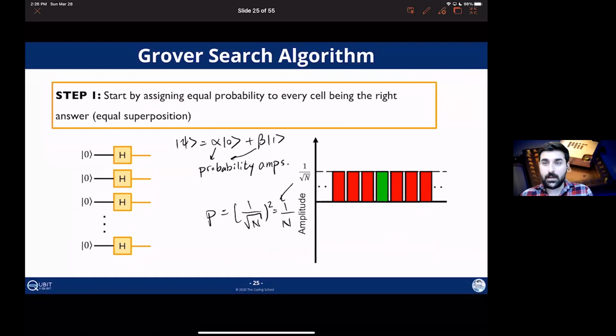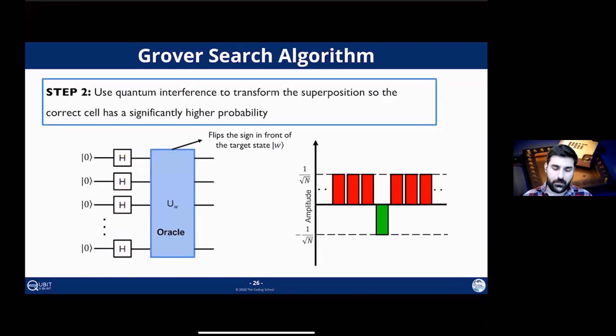So here we start by putting everything, just to recap, in an equal superposition of all possible states, meaning that the probability amplitude of each of our states is going to be 1 divided by square root of n. Now, if I were to measure, I'm going to get the correct answer at this point with probability 1 divided by n. And we're assuming that the green bar that I have here represents the probability amplitude of the correct element, the element that I'm looking for, and the red bars correspond to the probability amplitude of everything that I'm not looking for.